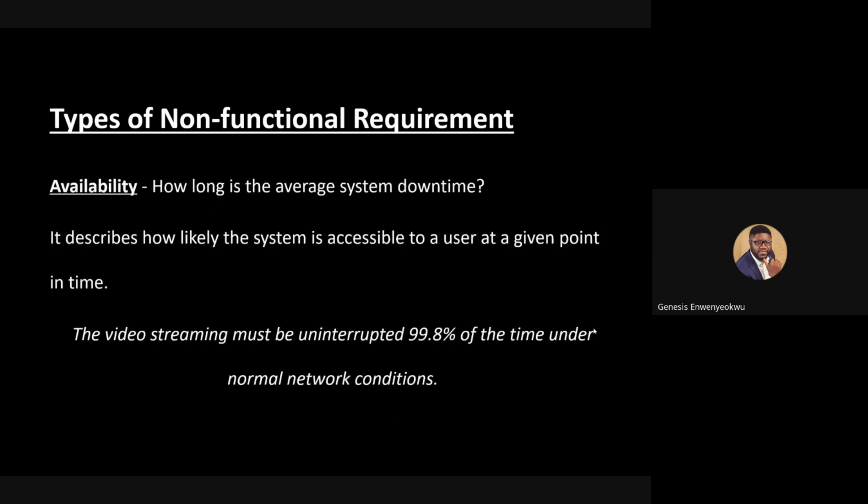Another one is availability. Availability talks about how long is the average system downtime. And this is a very important requirement that we need to always consider when we are talking about non-functional requirements. How readily available is our system? Is it that there's a lot of downtime? There are some applications that when you're trying to process payments, they'll tell you that we are experiencing system downtime due to too much traffic.